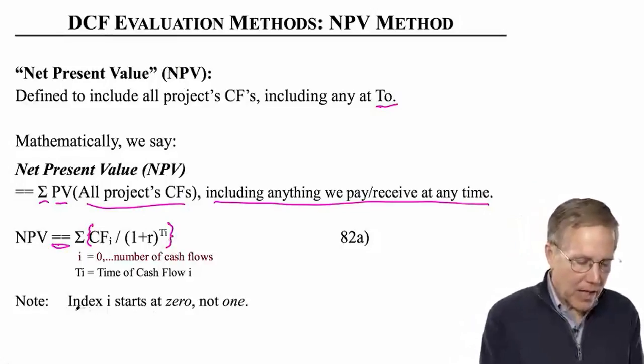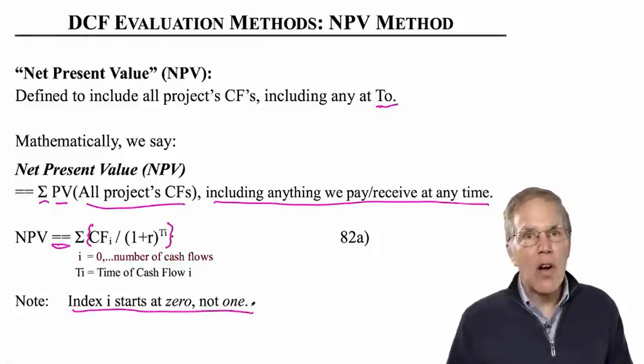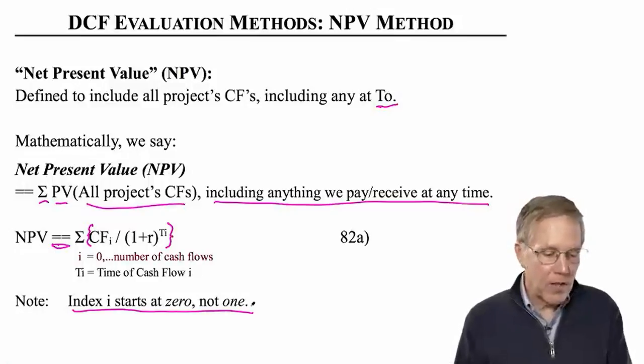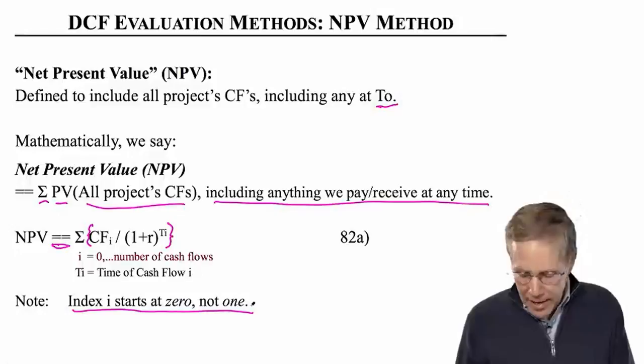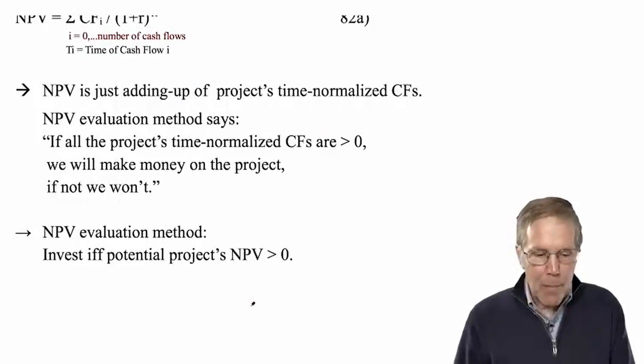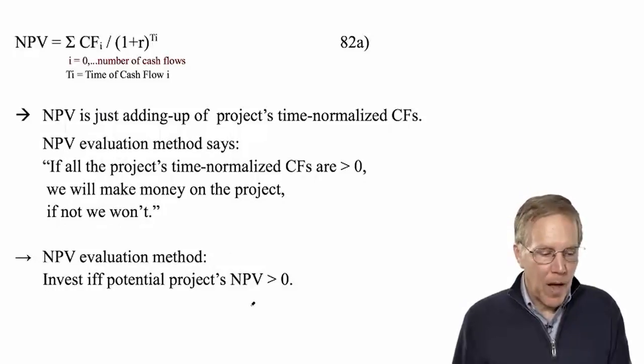And note that the index i here for the cash flow starts at 0, not 1. This includes all the cash flows for one player for one project. So that's our definition of net present value. And now we're going to have to learn what's called the net present value method. And to get there, let's say a few more things about it.